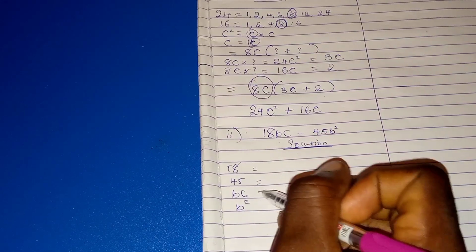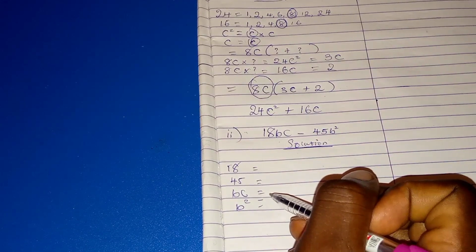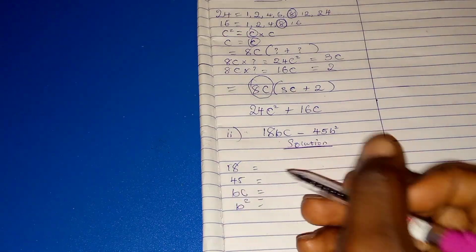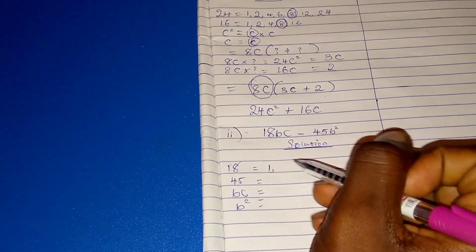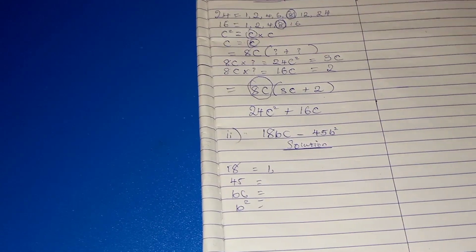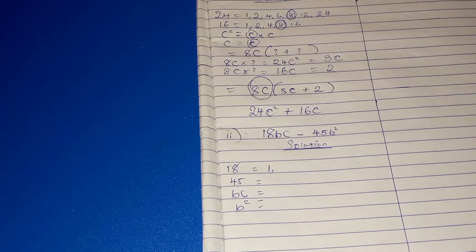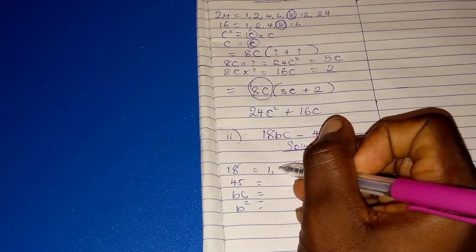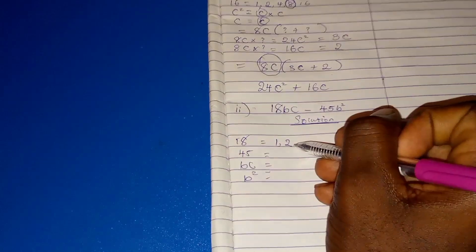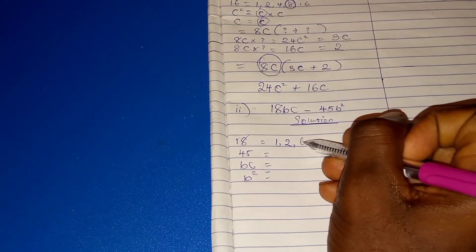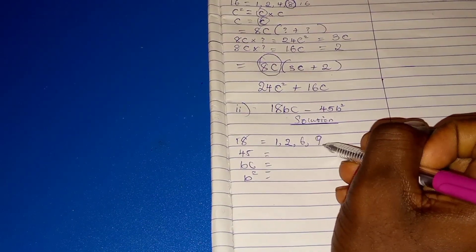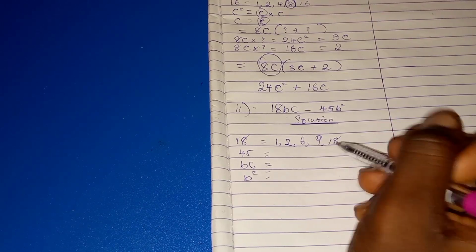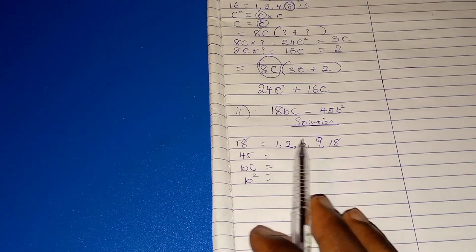Now, what are the factors of 18? We have 1. Remember, 1 is a factor of every number, because 1 can divide any number to give back that same number. So we have 1, 2, 3, 6, 9, and 18. These are the factors of 18.